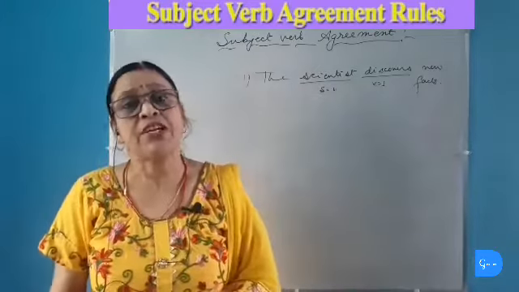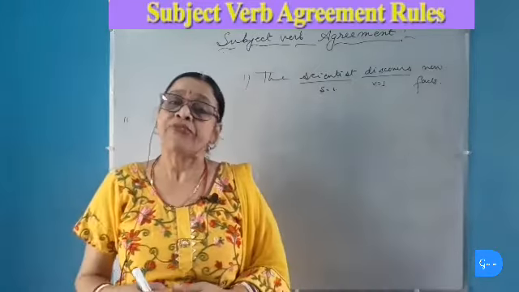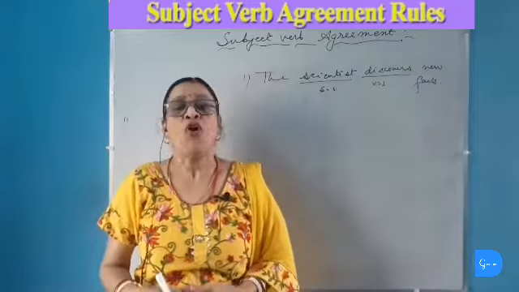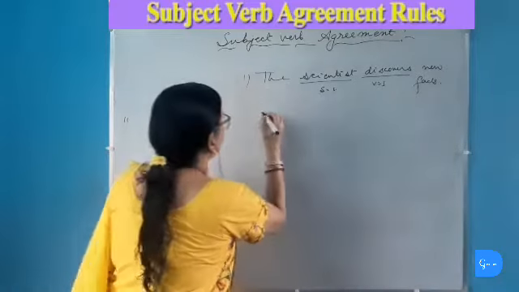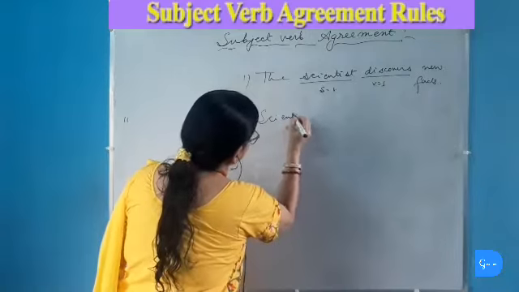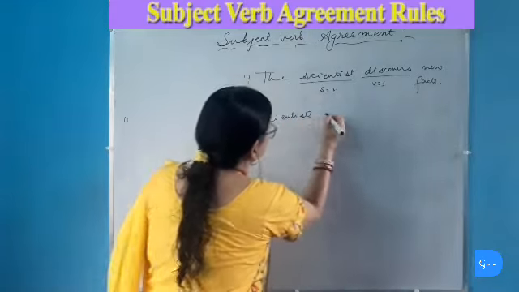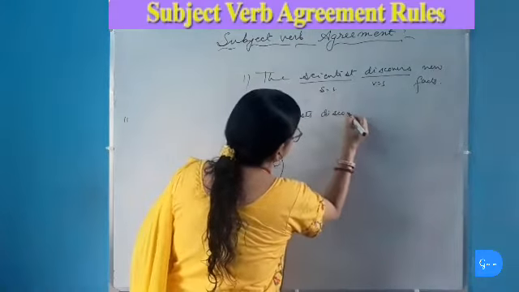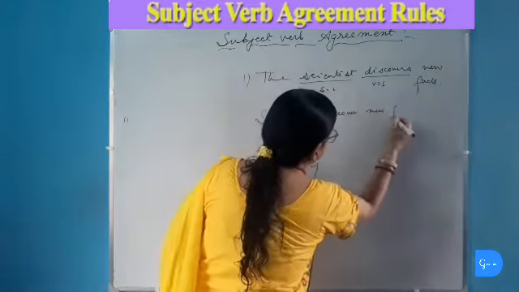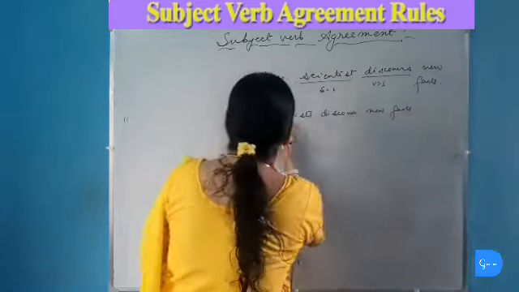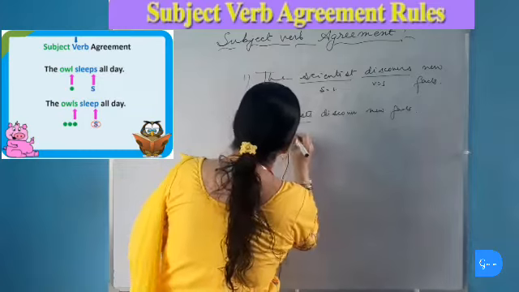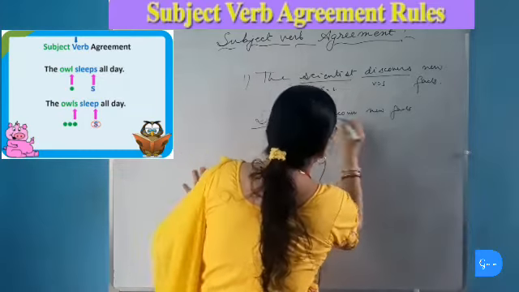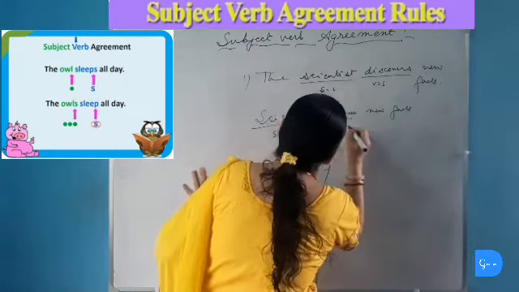Again, if the subject is plural in number, then the verb will also be in plural number. For example, take the same example. Scientists discover new facts. Here the subject scientists are plural in number. So, the verb discover is also in plural form.